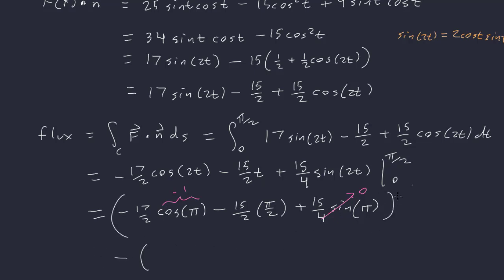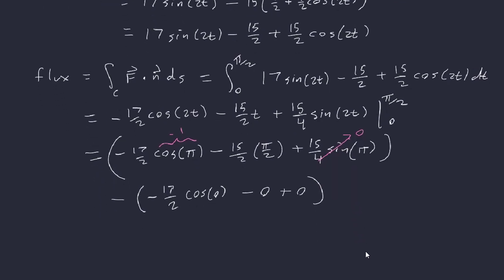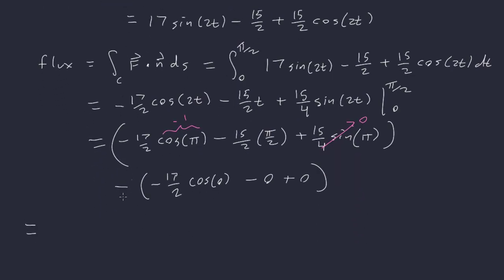In this case, we do need to plug in the 0 because of the cosine. We'll have 17 halves cosine of 0, then minus 0 plus 0. All right, so we're going to get 17 halves. Then here we're going to get minus 15 pi/4. That's 0, minus a minus here, so we're going to get plus 17 halves. So we get 17 minus 15 pi over 4.